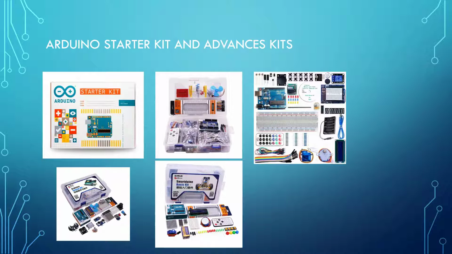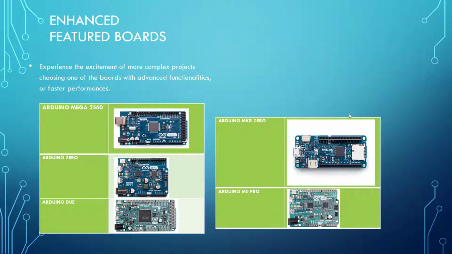The other category of boards is enhanced feature boards. These are more powerful and more complex boards, and they have more memory. You can use them for larger projects, for example making a CNC machine. They include Arduino Mega 2560, Arduino Zero, Arduino Due, Arduino MKR, and Arduino Nano Pro. These are the advanced boards.